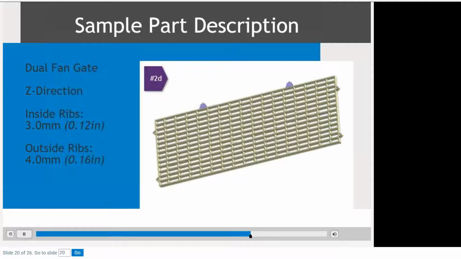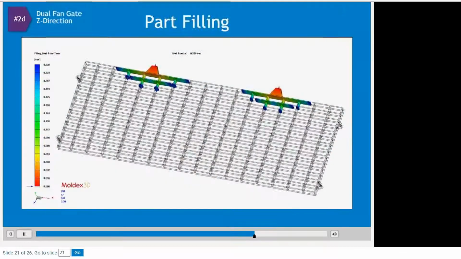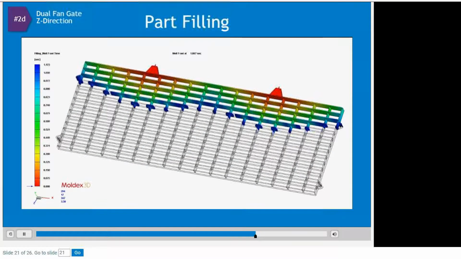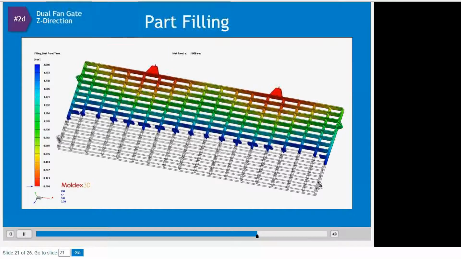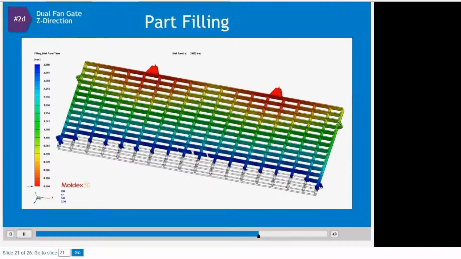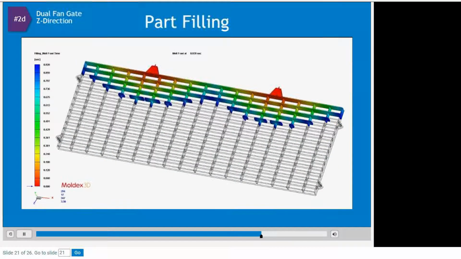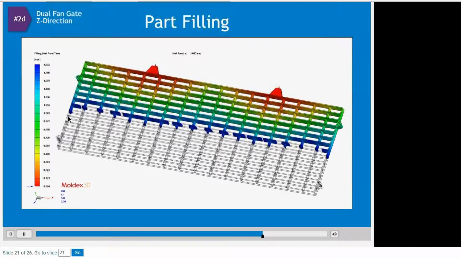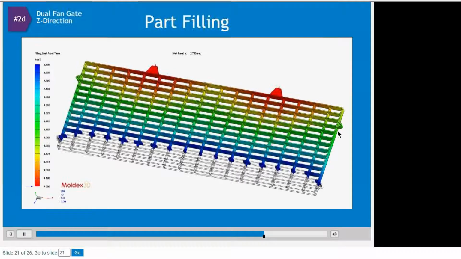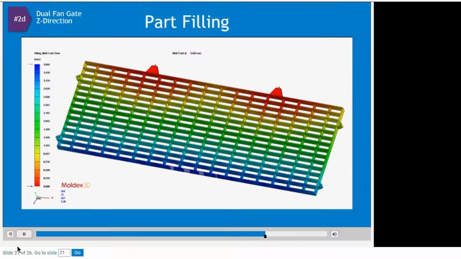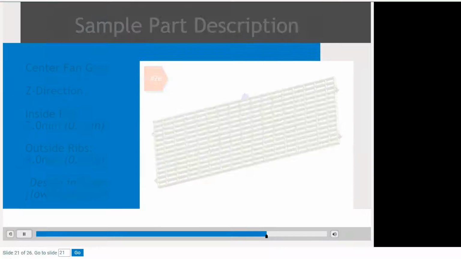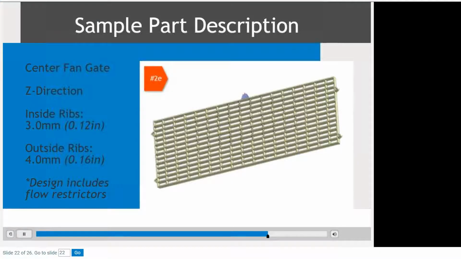Let's look at the same 3 millimeter rib part design with a dual fan gate setup. The fill pattern for the 3 millimeter rib structure and dual fan gate setup indicates that the center rib structure fills relatively evenly through the center, but the flow is racing around the edges of the part. This racetrack effect is a result of the 4 millimeter thickness of the outside ribs. Yeah, racing around. So far, we have seen 4 options for achieving a uniform fill pattern in this grill part.